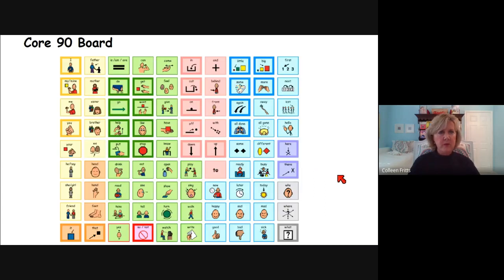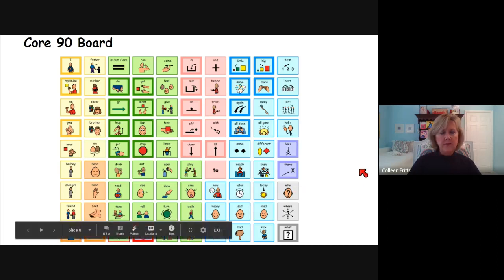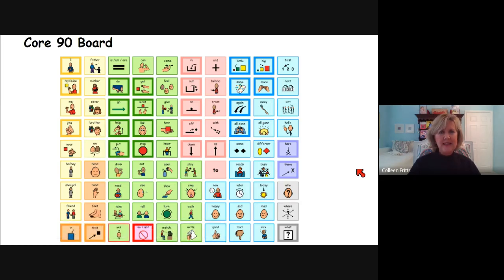This is another board that we use. It's called the Core 90 board. And we have expanded from the 30 words to the 90 words, the top 90 words. And if you take a look, something that's very important when you're working with students who use AAC is they learn where a word is located. So we want to keep it in the same spot.